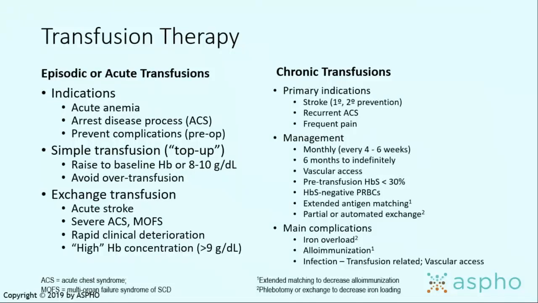Typically, it's just a simple transfusion. We just want to raise their hemoglobin back up if they've become more anemic. We want to avoid over-transfusion. Do not transfuse over a hemoglobin of 10 or crit of 30 because there are some viscosity issues.